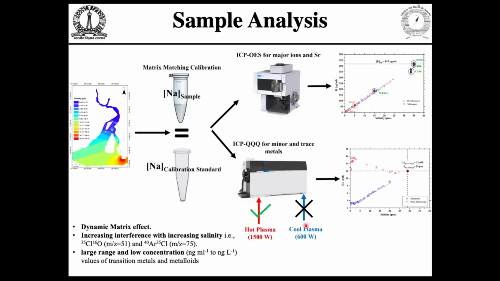Now, whenever the samples are collected, we have to measure them. Our analysis strategy was simple. We measured major ions using an optical emission spectrometer, ICP-OES. We measured the minor ions by an ICP-MS, which is a triple quad by Agilent. So you take an aliquot, you dilute it to a fixed sodium value, and then you have your standards at the fixed sodium value. You create calibration curves, and you measure your unknown.